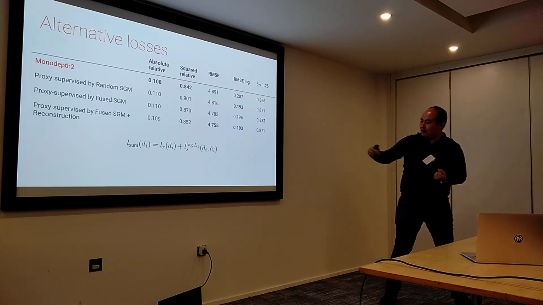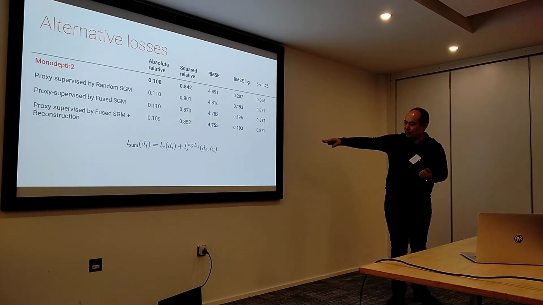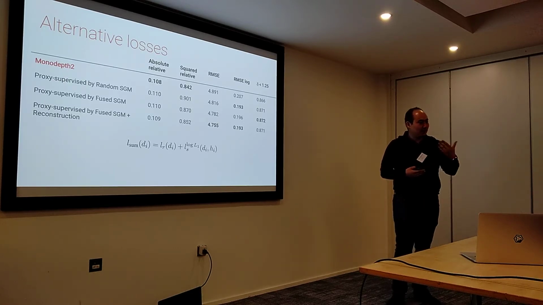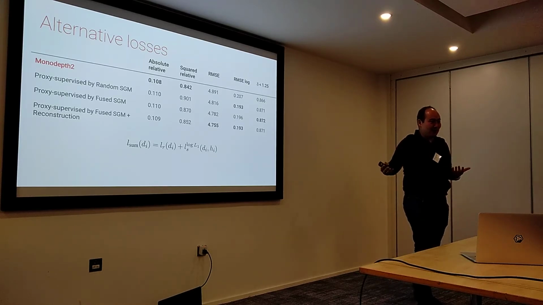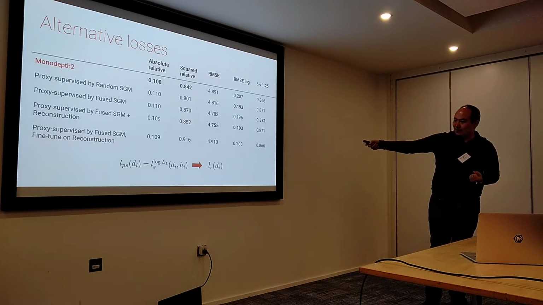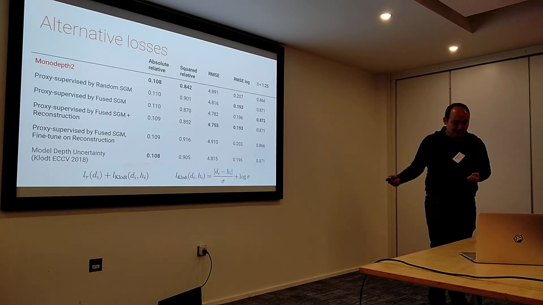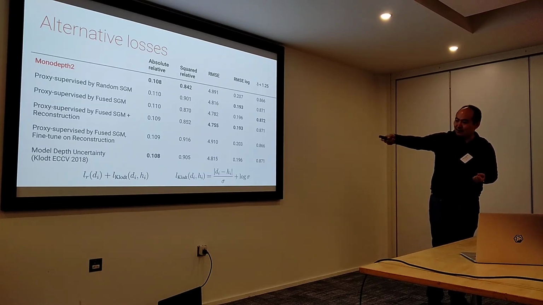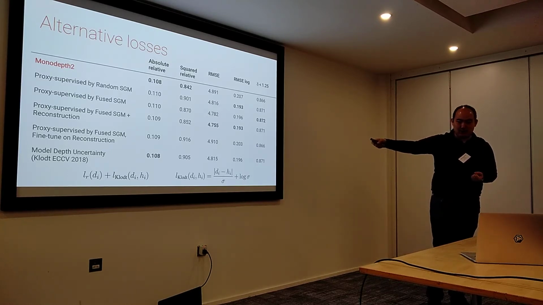But you can think about this addition as a way of regularizing your training. So the supervisory signal that is L1 here is basically encouraging the network to come up with predictions that are consistent with SGM. But since SGM is noisy, maybe that's not the best plan. Another version is to first pre-train on SGM and then fine-tune on reprojection error. Doesn't work as well.